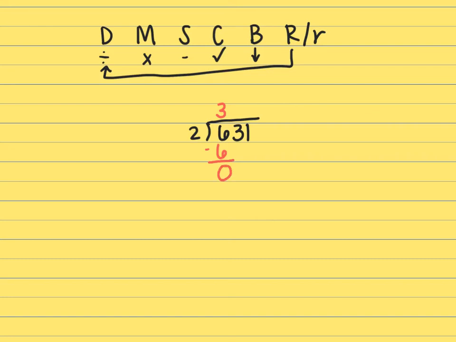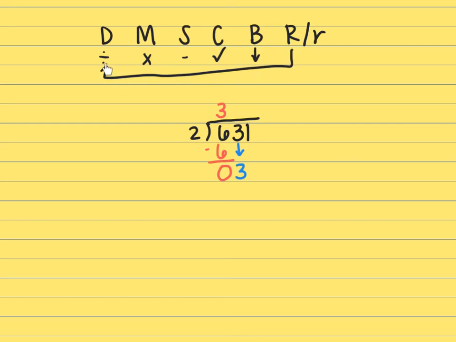Then we check. Is 0 less than 2? Yes, so that means we did a good job. Then I move to bring down, and I have 2 numbers here. But when I bring down, I only bring down one of the numbers. I don't bring down both, just one. So I bring down the 3. Now I need to repeat.